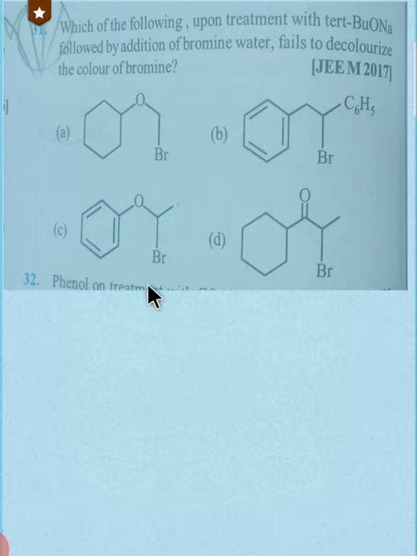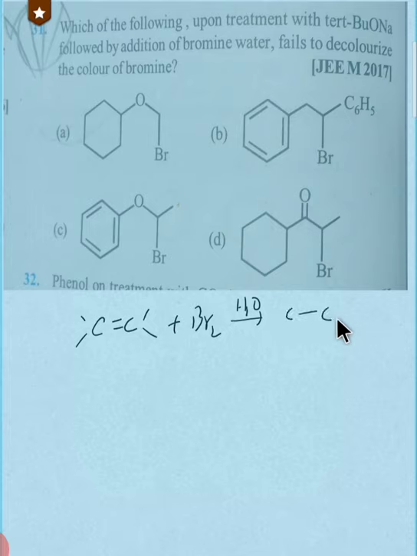So the concept of this question is, when this double bond is reacted with bromine water, bromine will be added to this double bonded carbon atom like this. Vicinal dibromide will be formed. So in this reaction, the color of bromine will vanish, right? Decolorization of bromine water will take place.